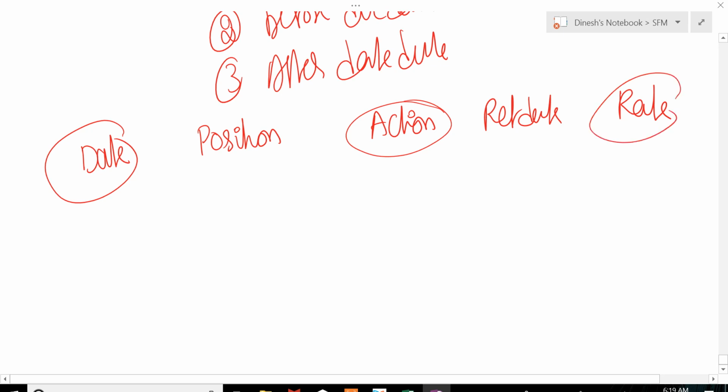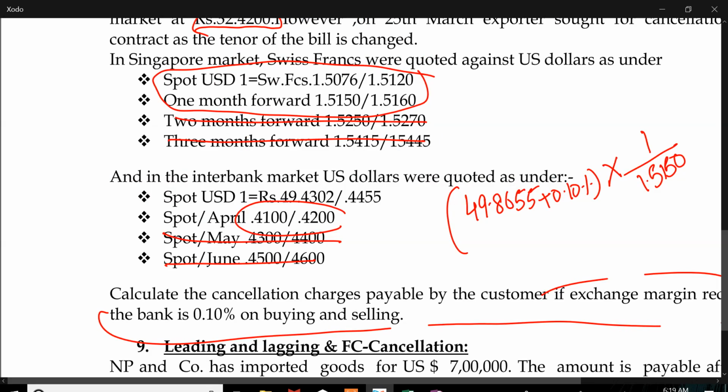The rate will depend on date, action and reference date. On this date, for this reference date, to buy or sell, what is the rate? That's how we read it. So this is what we had done in the last class. I'll continue with that now.